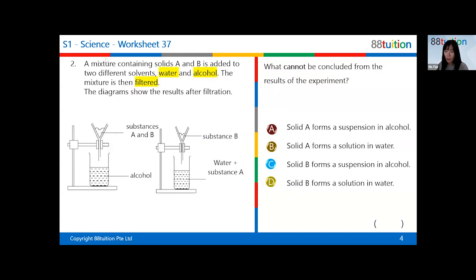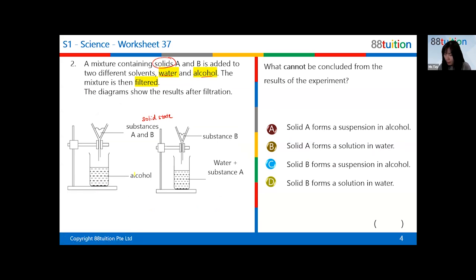Good. Right, question 2. I have a mixture here that contains solid A and B. So they change it to substances A and B, but it's okay, because solid means they are in solid state. That's all. Okay, so substances A and B are added to 2 different solvents. One is alcohol and one is water.